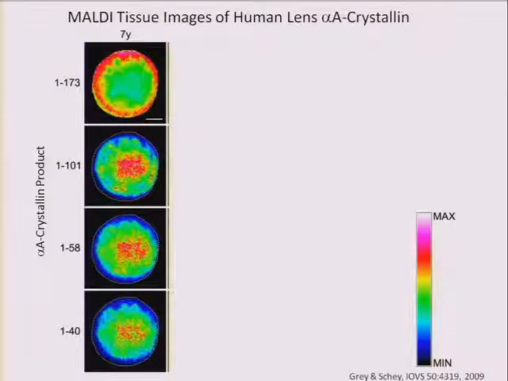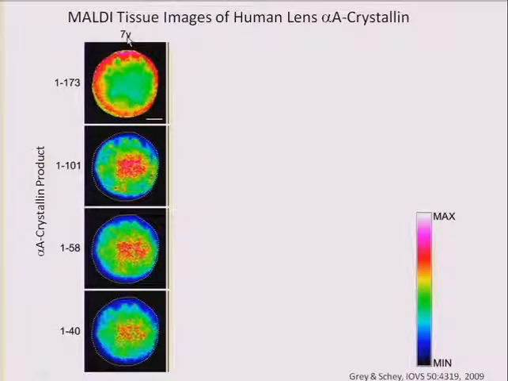So the first example I'm going to show you is for lens alpha A crystalline. It's a soluble protein, about 20 kilodaltons in molecular weight. The crystallines are extremely abundant in the lens. They're about 300 mg per mil, so very, very easy to see in our MALDI mass spectrometer. And if you look at intact alpha A crystalline, it has 173 amino acids.